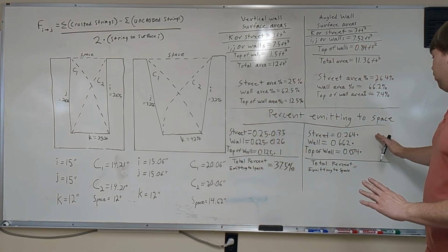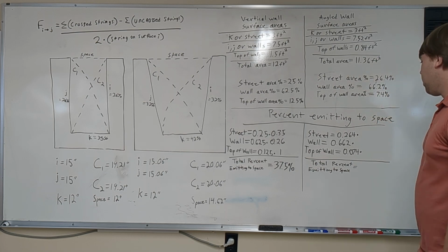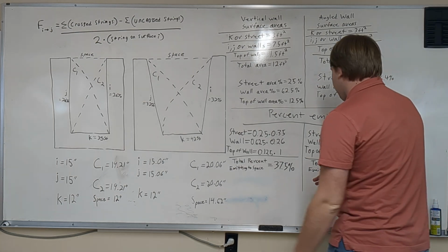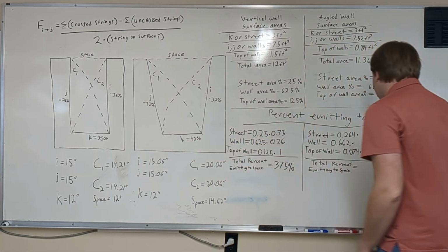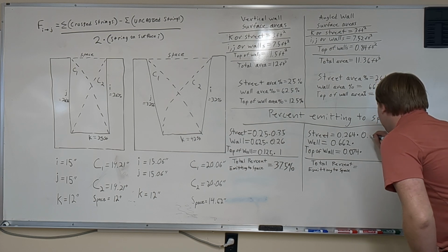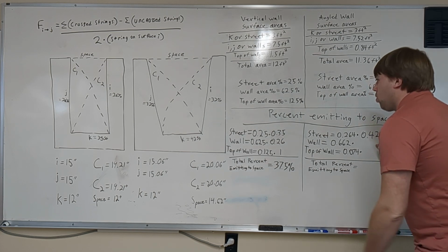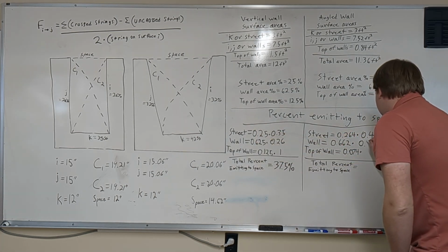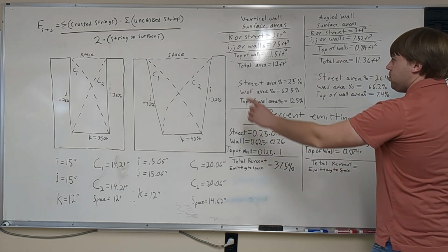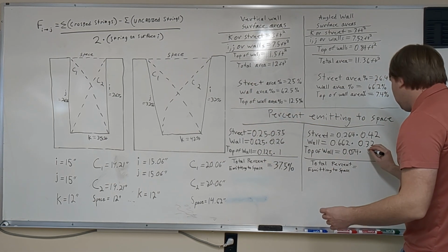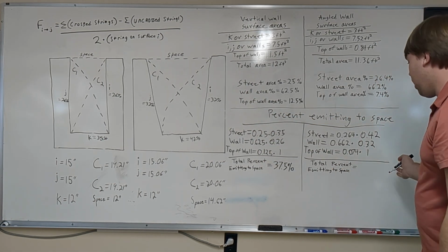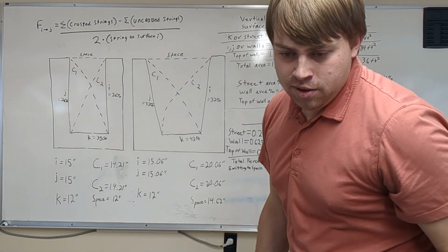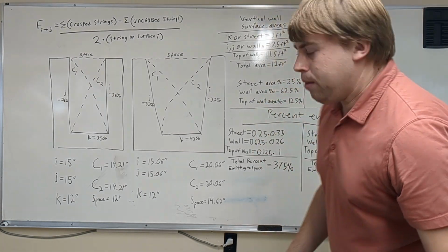Then we did the same for our angled wall, and that's our street percentage multiplied by our view factor from the street, 0.42, our wall, 0.32, and our tops of walls, which is once again considered to be 1. For that, we got a total percent emitting of 39.5%.